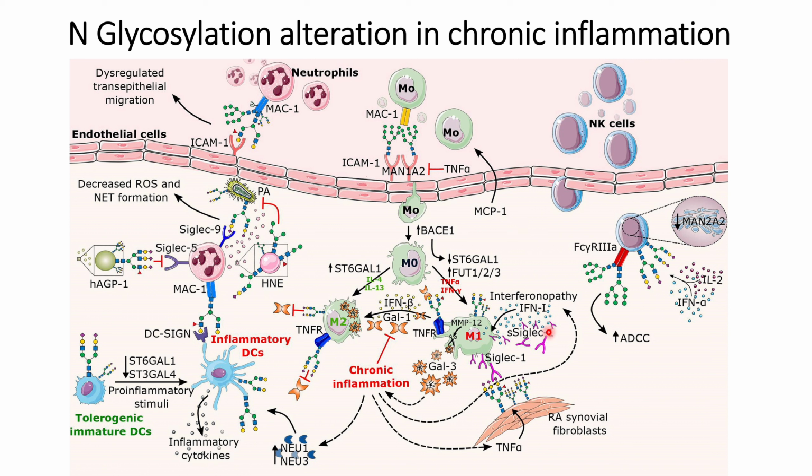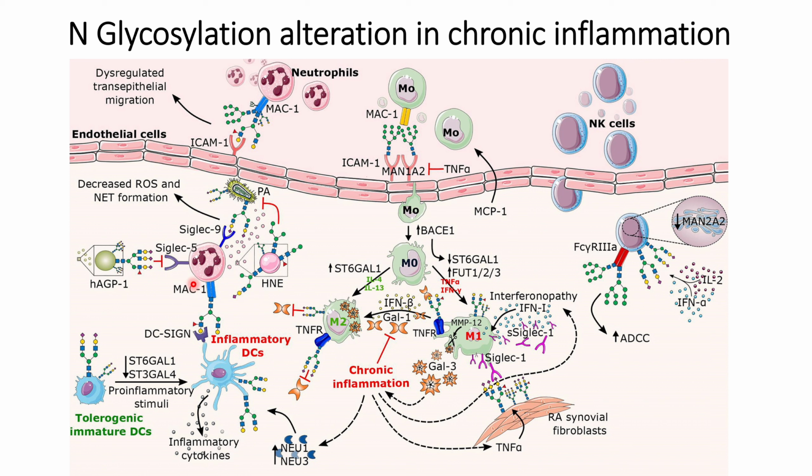Some of the major cytokines that cause the innate immune response are IFN alpha, interleukin 2, IFN beta, and IFN gamma. All these cytokines will cause the innate immune response, and that will lead to changes in N-glycosylation. So we will start with the neutrophils.